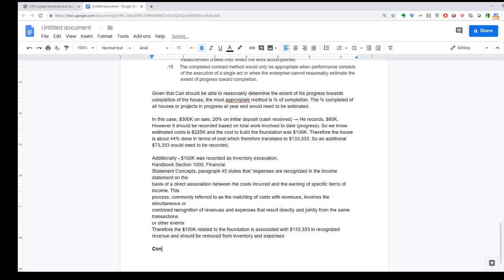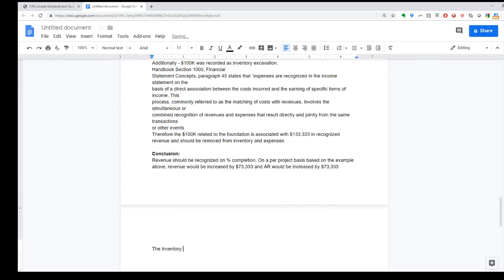Recommended conclusion. Revenue should be recognized on percentage completion on a per project basis. Based on the example above, revenue would be increased by 73,333 and AR would be increased by 73,333. The inventory would be written off as excavation expense of 100K and inventory would decrease by 100K.